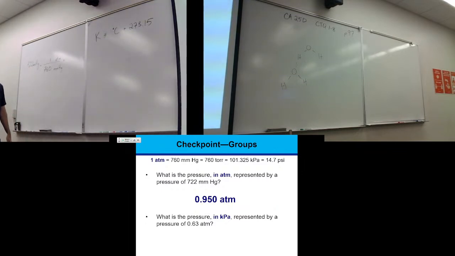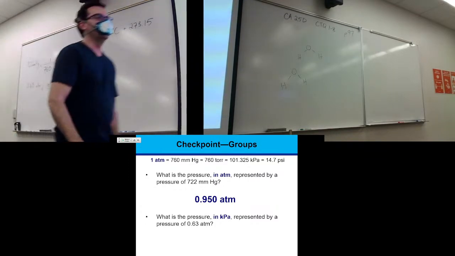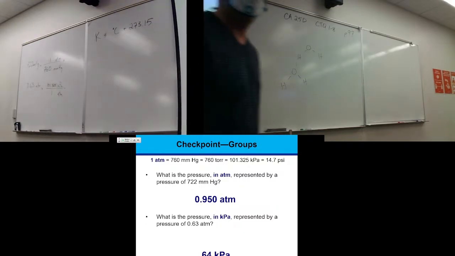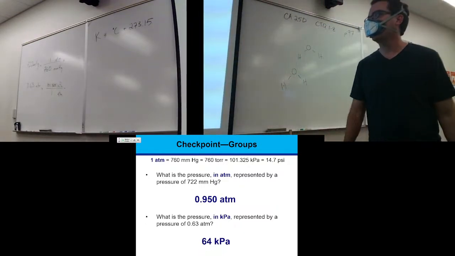The next one, if I have 0.63 atmospheres, then I want to convert to kilopascals. I need the atmospheres to go away, so I'm going to put that in my denominator. I want kilopascals in my numerator, so that's what I end up as my answer. 1 atmosphere is 101.325 kilopascals. That's exact too. So 2 sig figs in my answer. And so when you do the math, you get 64 kilopascals.